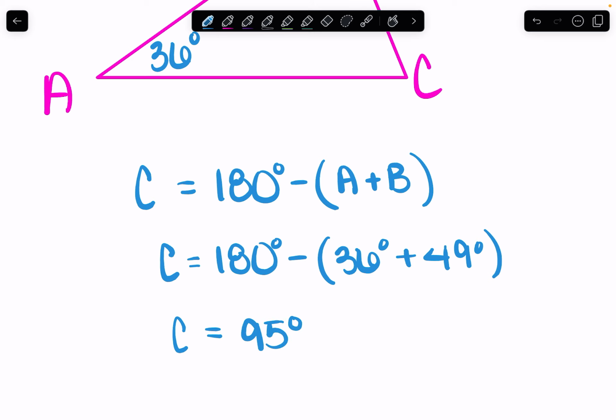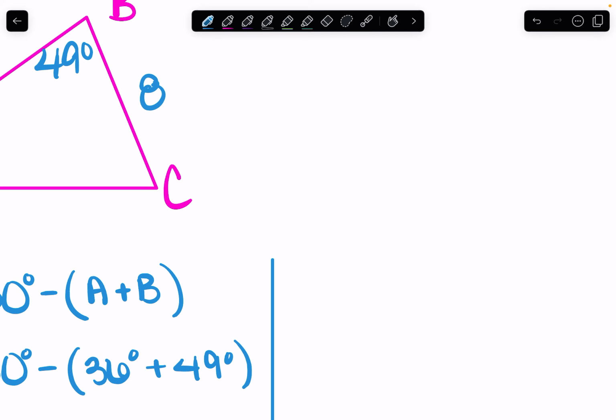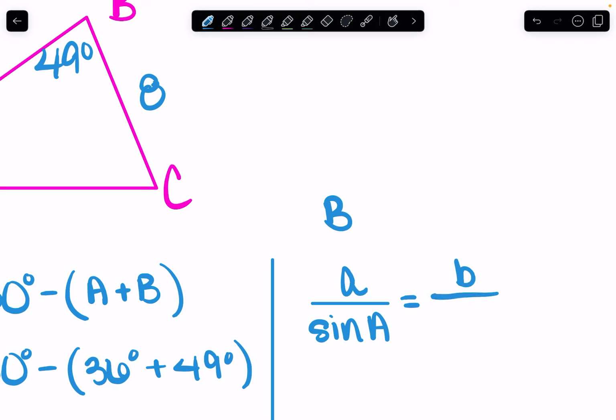Okay, so I have angle C, now I've got to find the missing sides. I've got to find side b and side c. I'll start with side b. In order to find it, I need a complete ratio. I've got angle A and side a, and we're looking for side b, so I'm going to find b first. I know that the ratio of side a to the sine of angle A has to be equal to the ratio of side b to the sine of angle B. So I can plug in what I know.